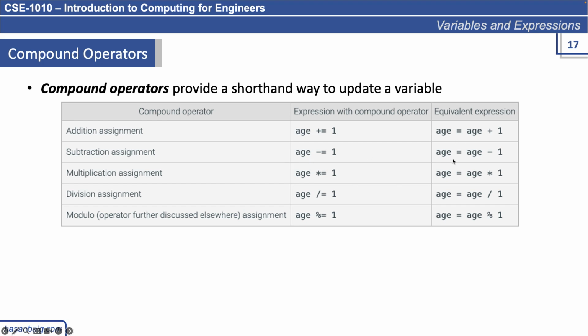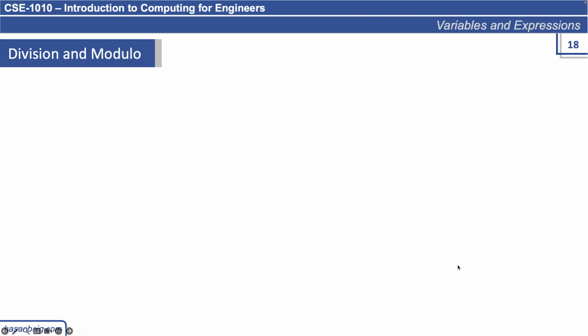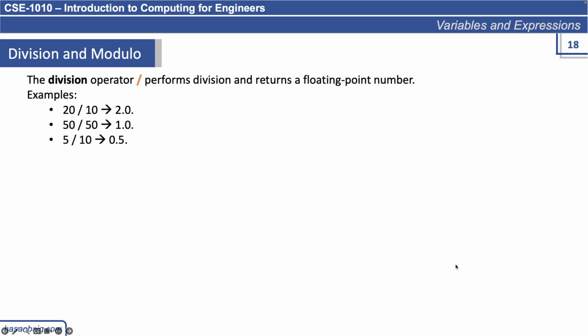Similarly, subtraction, subtracting the value of age by 1 and assigning it to the same variable. Similarly, we can do it for the multiplication, division, and modulo operator. So now let's talk about what is actually division and modulo. So we know that the division operator performs the division and returns a floating point number value.